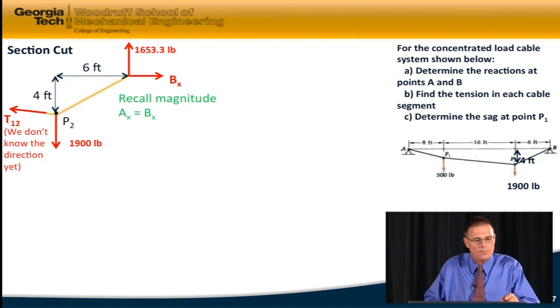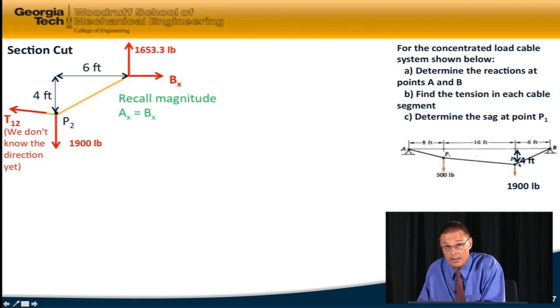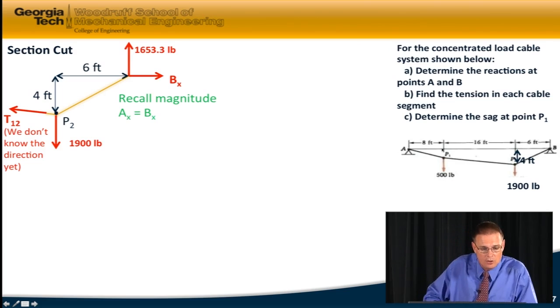Okay, here's the free body diagram for that section cut. I have my By as 1653.3, unknown Bx. I have the 1,900 pound force down. I have an unknown tension in the section from P1 to P2. We don't even know the direction because on the right-hand side, we know this sag is 4 feet, but this sag over here is unknown. So we're just going to say that's an unknown direction. How would I go ahead and solve for Bx?